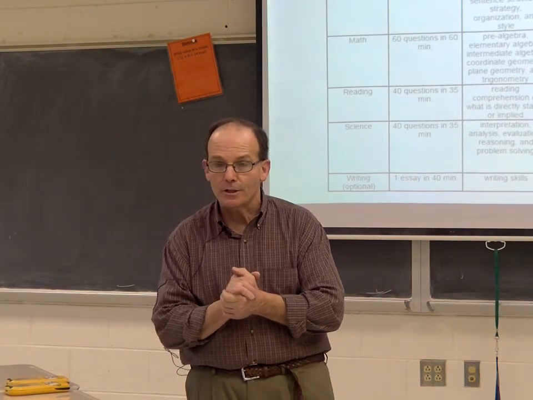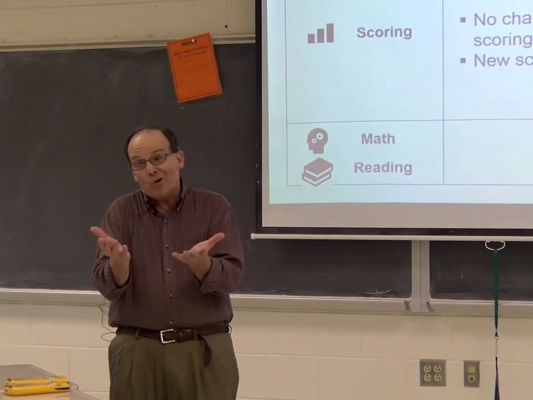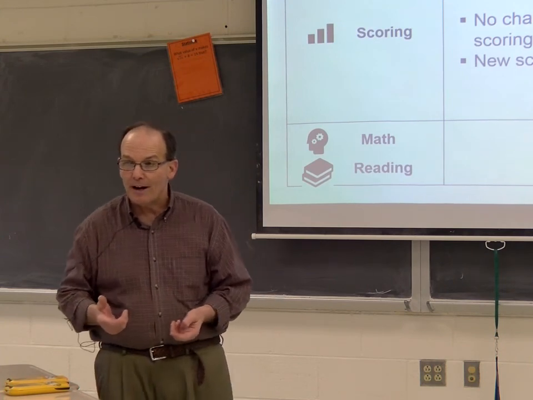Okay, so that's the ACT. And you can see what you're getting is a variety of scores that will show you what you have. No changes to the scoring. Each section has a score of 1 to 36, and that's for each of the four: the English, the math, the reading, and the science. And then you get a composite score. It's real hard to figure out: they take the four scores, add them up, and divide by four.